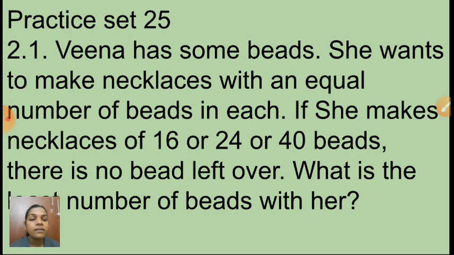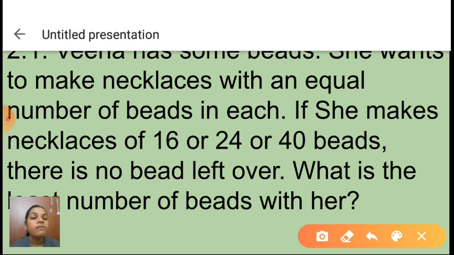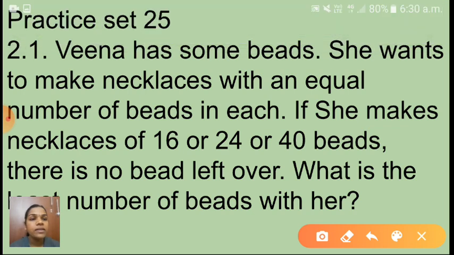Okay, children, see here, first I will read this sum. Veena has some beads. Beads, that is the colorful things. With the help of the beads we can make necklaces. So she wants to make necklaces with an equal number of beads in each. If she makes necklaces of 16 or 24 or 40 beads, there is no bead left over. Okay, children, understood this question? So what you have to find is the least number of beads with her. Here least number, that is the keyword.